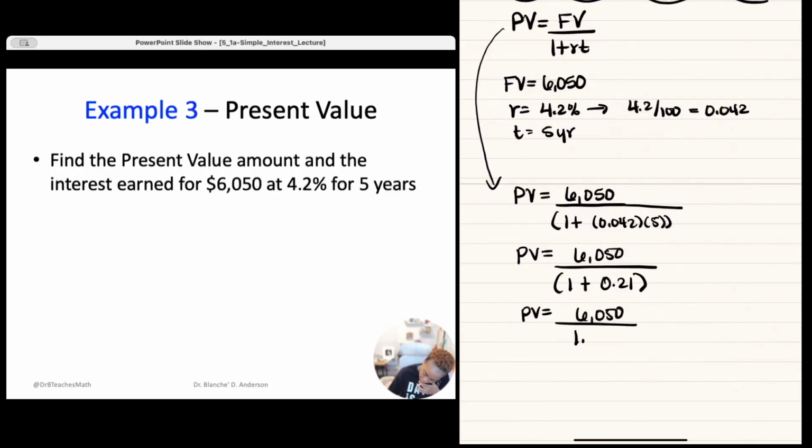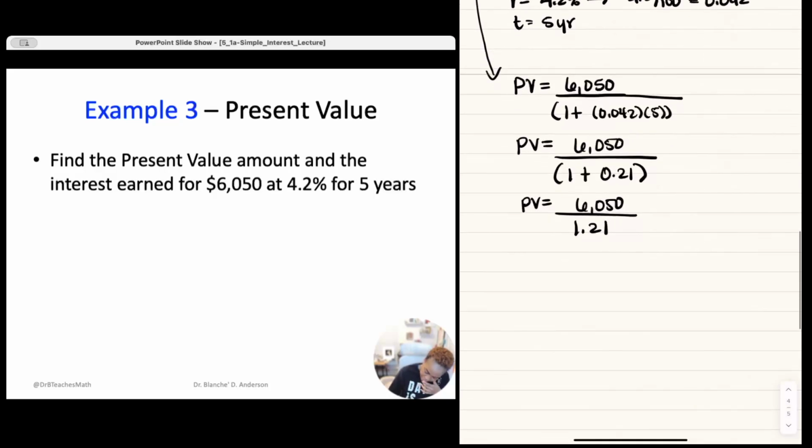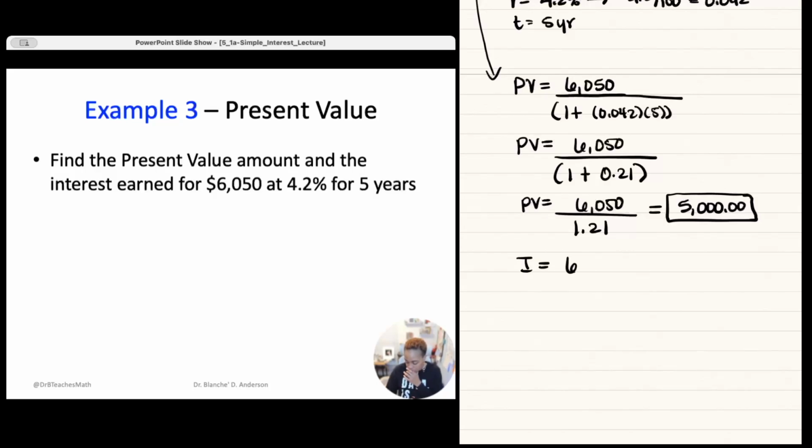When you add 1.21, then put that in your calculator and you should end up with $5,000. So it looks like you need to deposit $5,000 at the beginning of the 5-year period, and then you'll end up with $6,050. Again, the amount of interest earned: this is what you ended up with, this is what you need to start with.